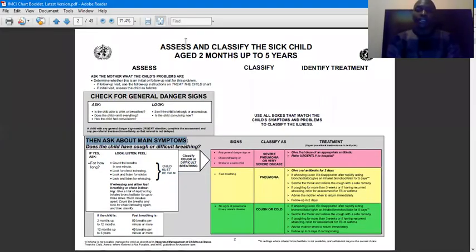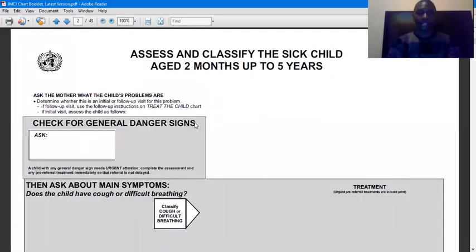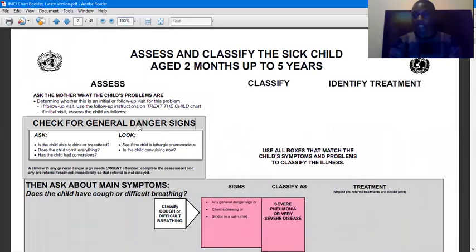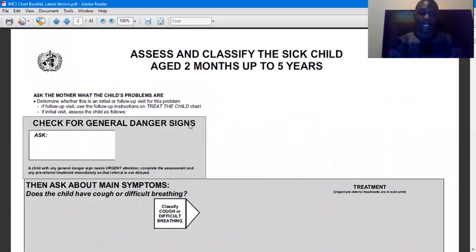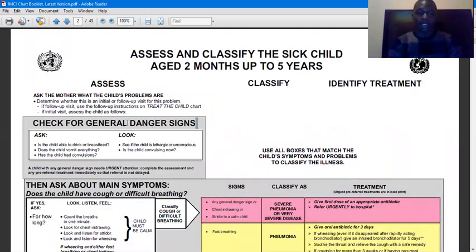When it comes to the IMCI booklet, I'll start with the general danger signs, which are cardinal, and you need to know this. Let me just increase this in size. These are the general danger signs that we are talking about, and according to IMCI, there are 5 of them.